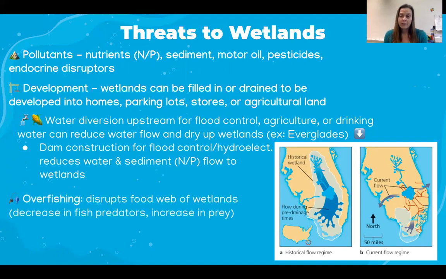Another major threat to wetlands is overfishing, and that can be overfishing in the wetland itself or in areas that it accesses. So when we think about some of the wetlands associated with the Chesapeake Bay, the fishing might be occurring in the bay, but it does impact the wetland because it interrupts the food web of the wetland. So if you decrease the predators, then you're also going to have an increase in prey and we're going to be out of balance.